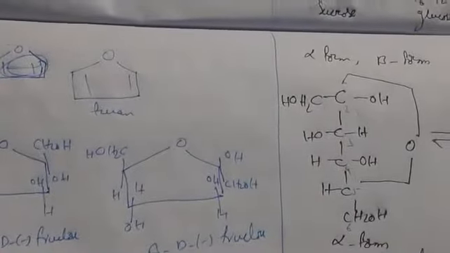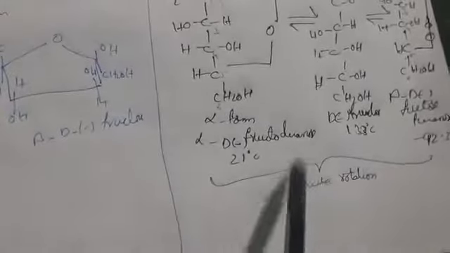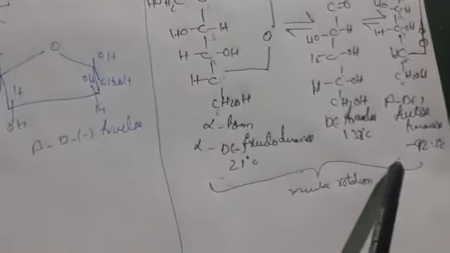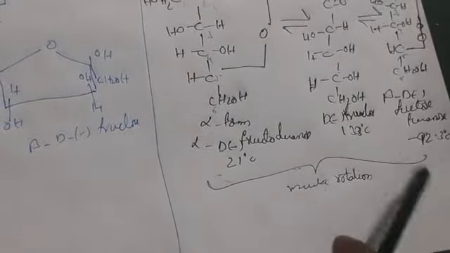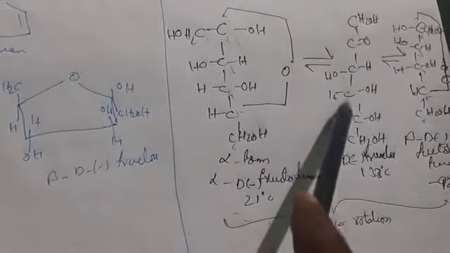Similar to glucose, it also exhibits mutarotation. The change in specific rotation we call mutarotation. Here the value is minus 92.3 degrees for beta at 21 degrees centigrade. This is about 1:3, which is an equilibrium. So this is the actual structure of fructose.